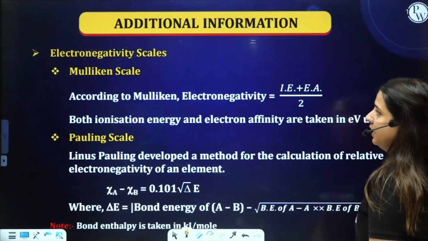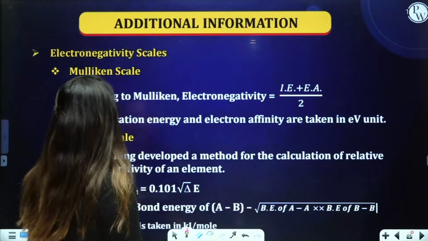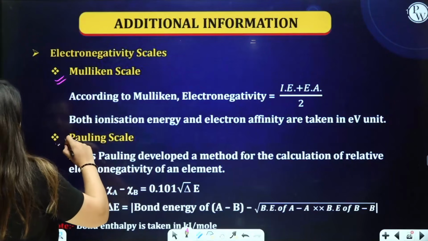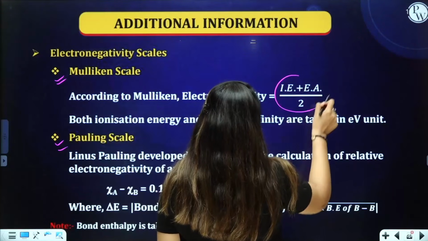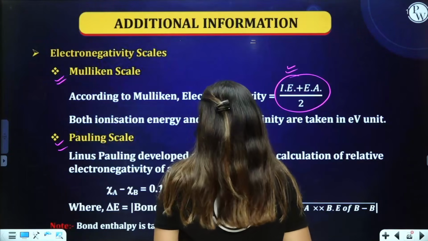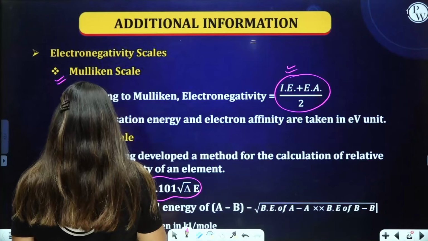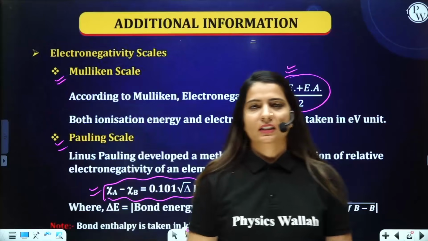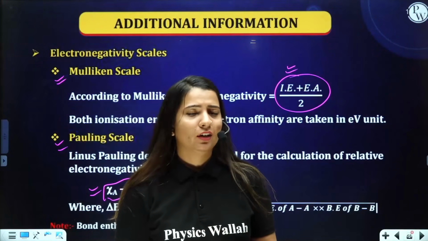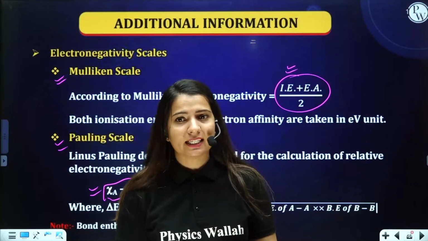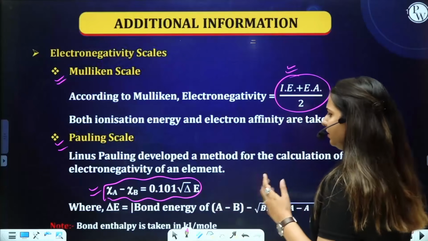Next, now I have written two scales over here. One is the Mulliken scale and one is the Pauling scale. You just have to remember these formulae. Nothing else. It's never asked, but you should know how you calculate the electronegativity with the help of the Mulliken scale, or how you calculate it with the help of the Pauling scale. That is much required, but not beyond that.